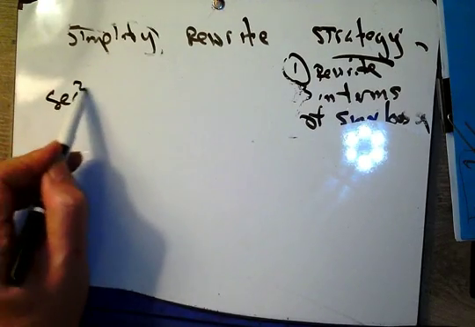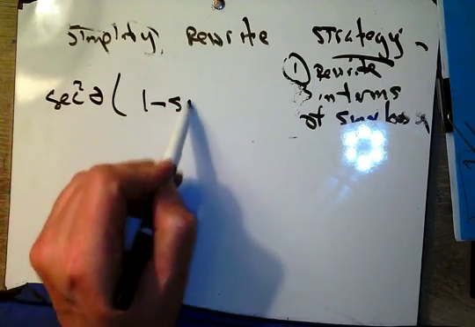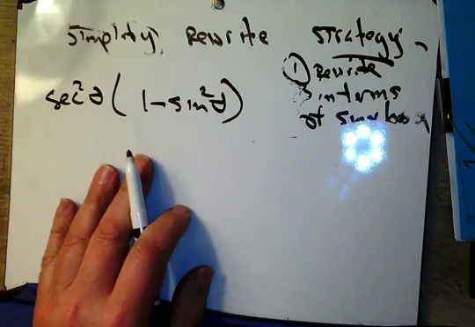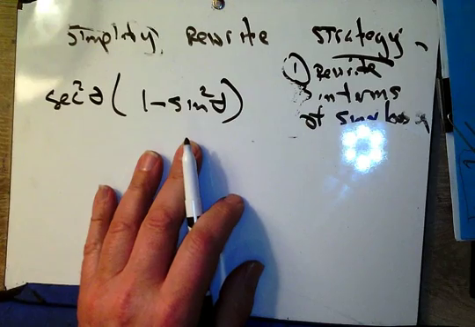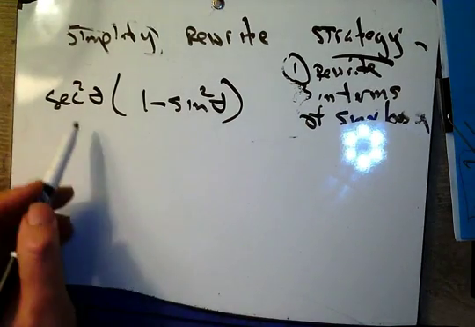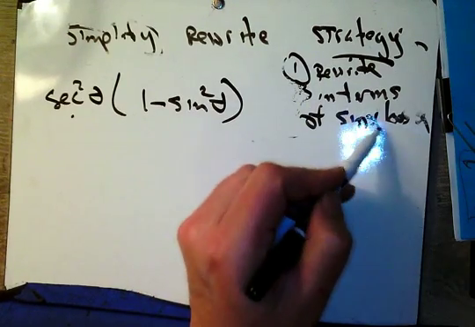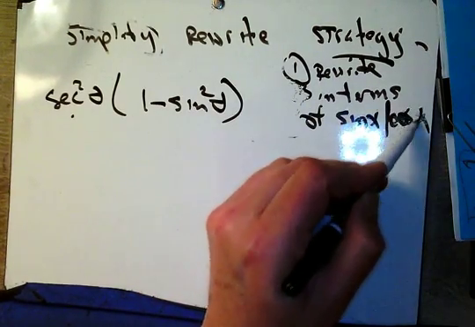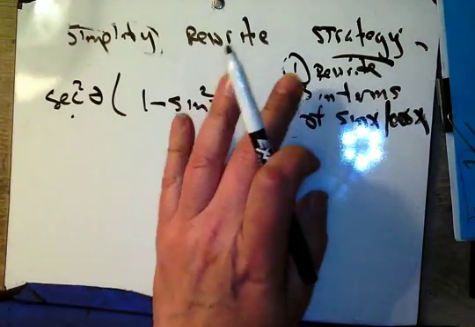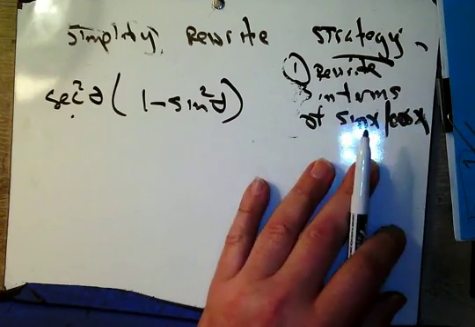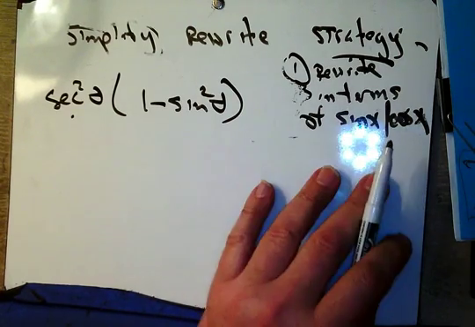Okay, secant squared theta times 1 minus sine squared theta. So what do you got here? Well, isn't that interesting? There's a bunch of different approaches here. Some students want to use this, rewrite in terms of sine and cosine. I want to say something about rewriting things in terms of sine and cosine: it is a really powerful strategy for beginners. You can get a lot of mileage out of it.